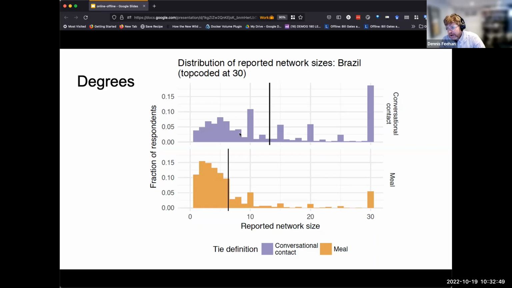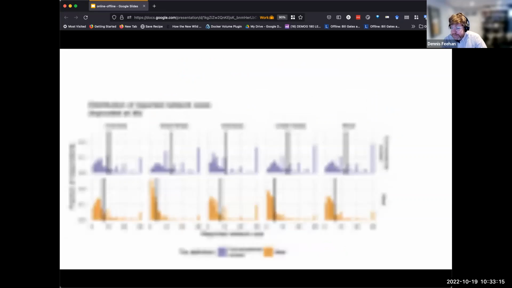And then also, if you look at this for a minute, you might notice that this pattern of what's called heaping looks like it's more pronounced in this conversational contact network than it is in the meal network. Not that it's totally absent in the meal network, just that it seems like a stronger feature of the conversational contact network results. And that hints at the fact that maybe the responses to this conversational contact question are noisier, in the sense that people are estimating more than they are in the meal network.